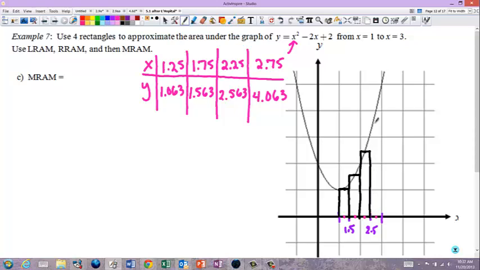Midpoint, all the way up. Am I at the middle? I don't know. Can't tell. Ooh, it's up there. Your picture doesn't have to be exact as long as your numbers are. Ooh, that was a horrible rectangle.